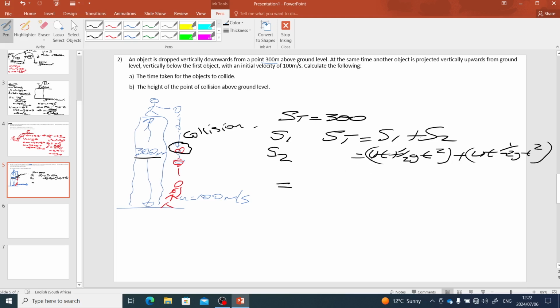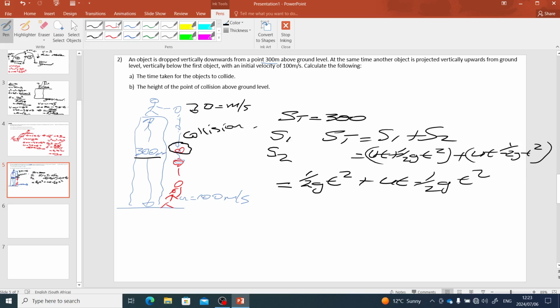Now, the U for the first one is 0 meters per second. That means we have 0 there, so it will be 1 over 2 GT squared, plus UT minus 1 over 2 GT squared. This is what we have.